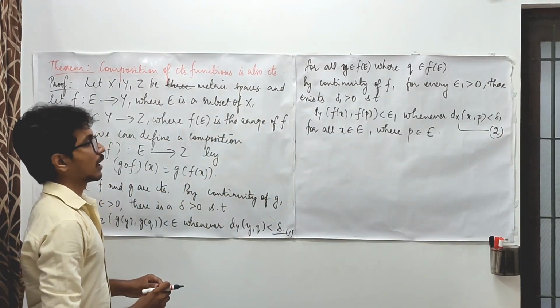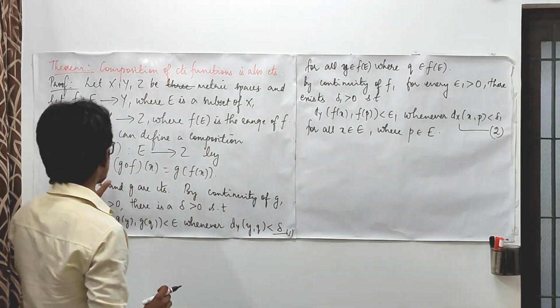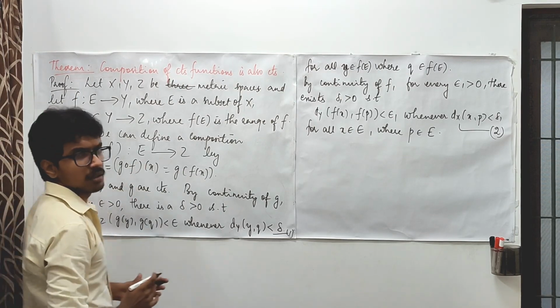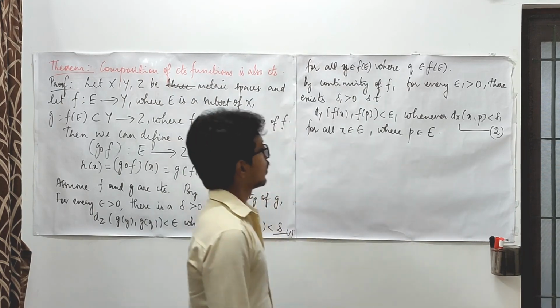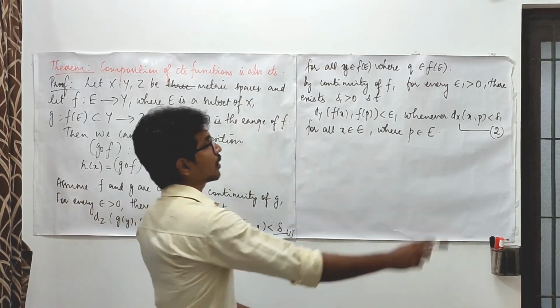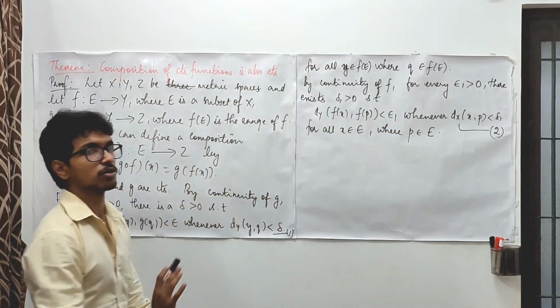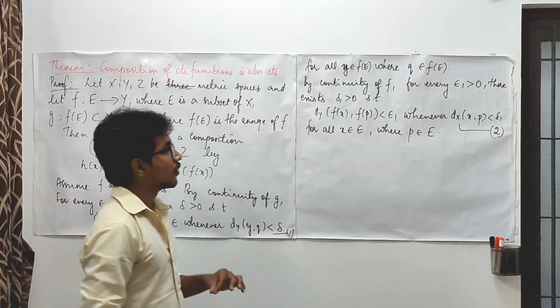Now we have to combine these two things to get the continuity of this composition, and let us rename it as h just for the convenience. Okay, here what is happening? Whenever this is true, and whenever this is true, something has to be true. That is what we have to prove, right?